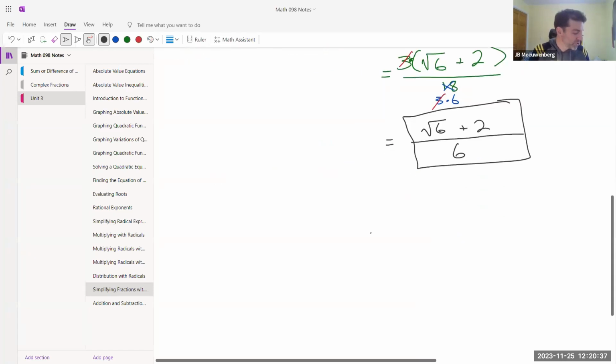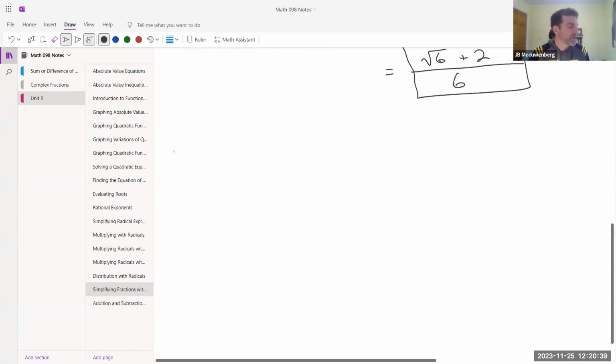All right, one more for you to try. Let's make this one a little more complex. Negative square root of 75 minus 30. And let's put that all over 5. Pause the video, see if you can work through this on your own. I'll keep going.